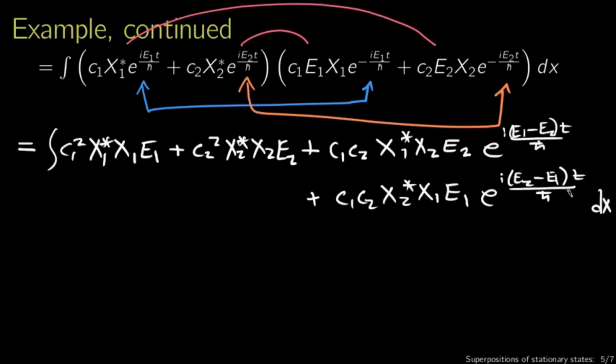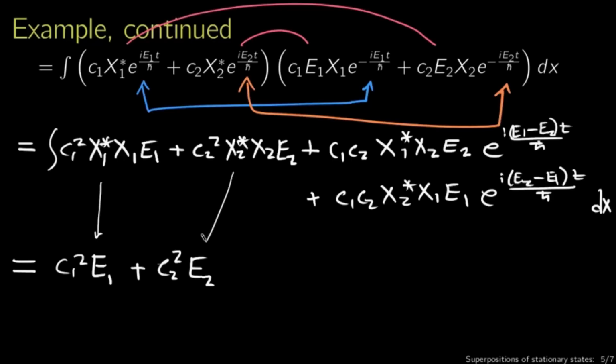Now, these integrals actually have some nice features. First of all, this first integral here, the first term in this integral: c1, that's a constant, e1, that's a constant, so I can pull those out, and I'm left with the integral of x1 star x1. If x1 is properly normalized, that integral is going to be 1. So we get c1 squared e1 for this first term. The second term here gives us something that looks very similar, c2 squared e2, since the integral of x2 star x2 is unity, provided we properly normalize things.